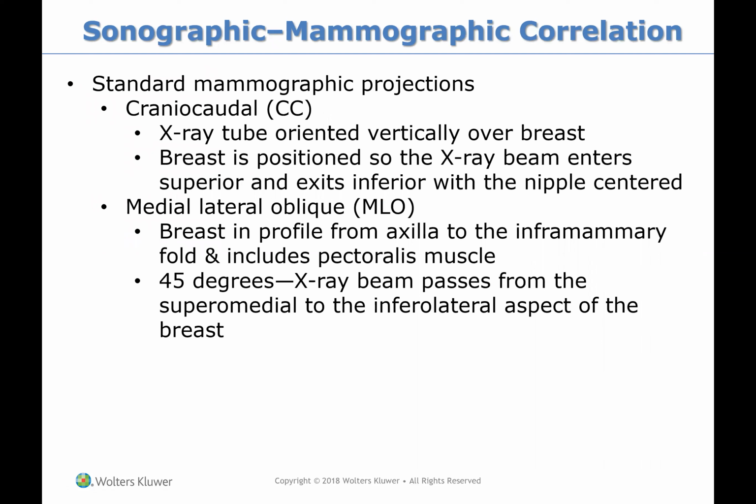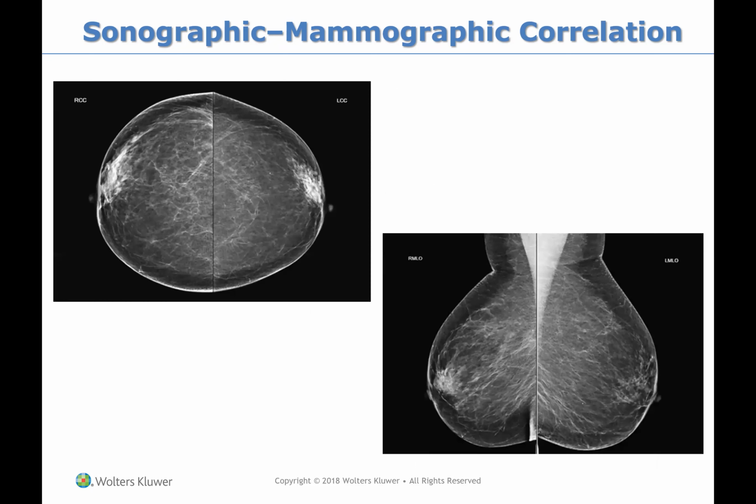Standard mammographic projections: there are a couple of different images that they take. A craniocaudal image, in which the x-ray tube is oriented vertically over the breast, and a medial lateral oblique, where the breast is in profile from the axilla and a 45-degree x-ray beam is passed through. So these are the images of a craniocaudal and an MLO. And from those, the radiologist looks at it and can decide if he sees anything.